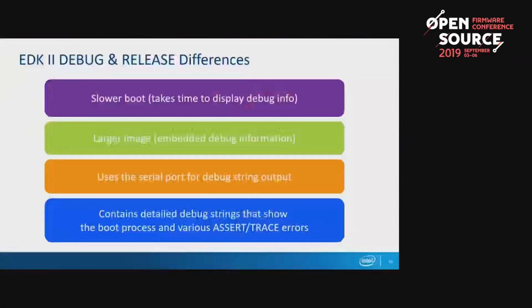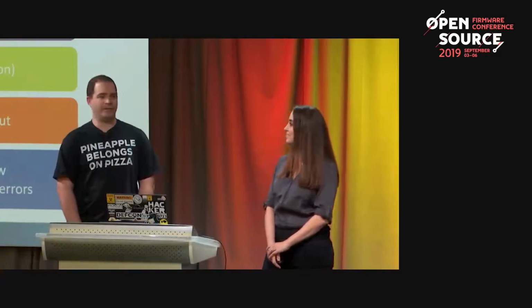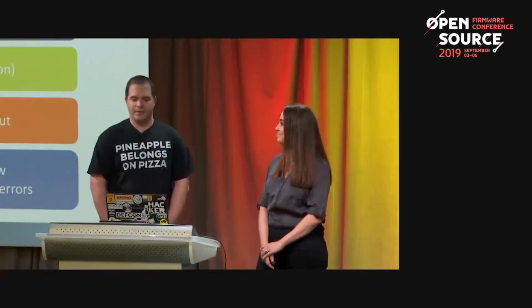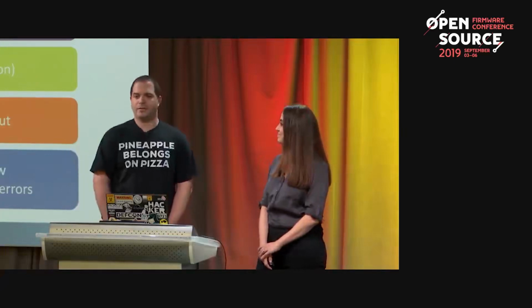Debug is obviously slower, a larger image, it's clunkier, but you can use the serial port to get all the debug output and see things like trace errors. Oh yeah, there's a lot of stuff coming out of serial if you boot in debug. And it takes, what, like 8 times slower than release? But yeah, you get a lot more insight into the code.